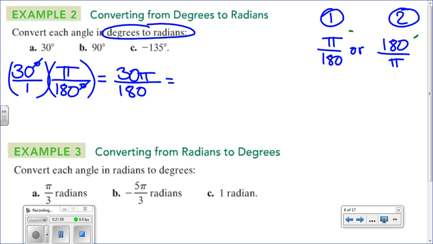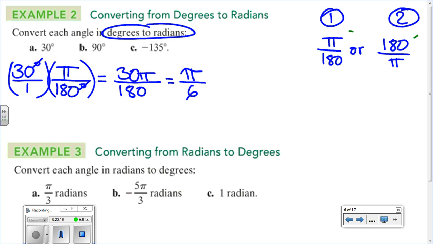And then we simplify, because we always simplify. Divide 30 by 30 is 1, so 1 pi. And then 180 divided by 30 is 6. So pi over 6. 6 pi would be way bigger.